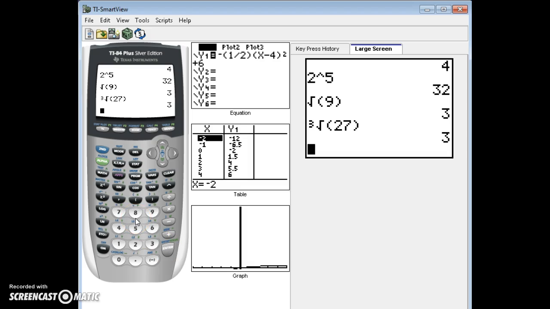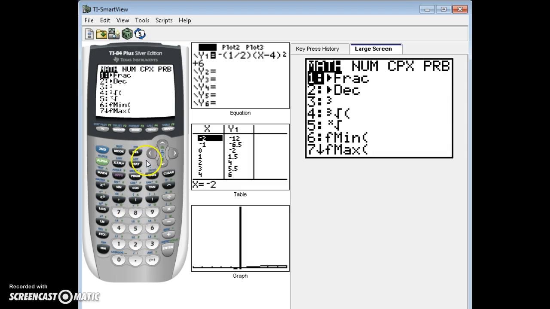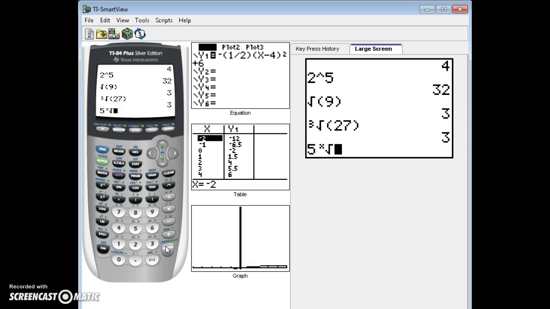So let's see if we want to find the 5th root of something, the 4th root, the 10th root. Whatever root you want, put that number first, and then go back to math. And as you can tell, underneath the third root, there's an x root. It'll take whatever number you have written in your calculator and place it where that x value is as your index. So now hit enter, and then let's find the 5th root of 1024. When you hit enter, you get the 5th root of 1024 to be 4.